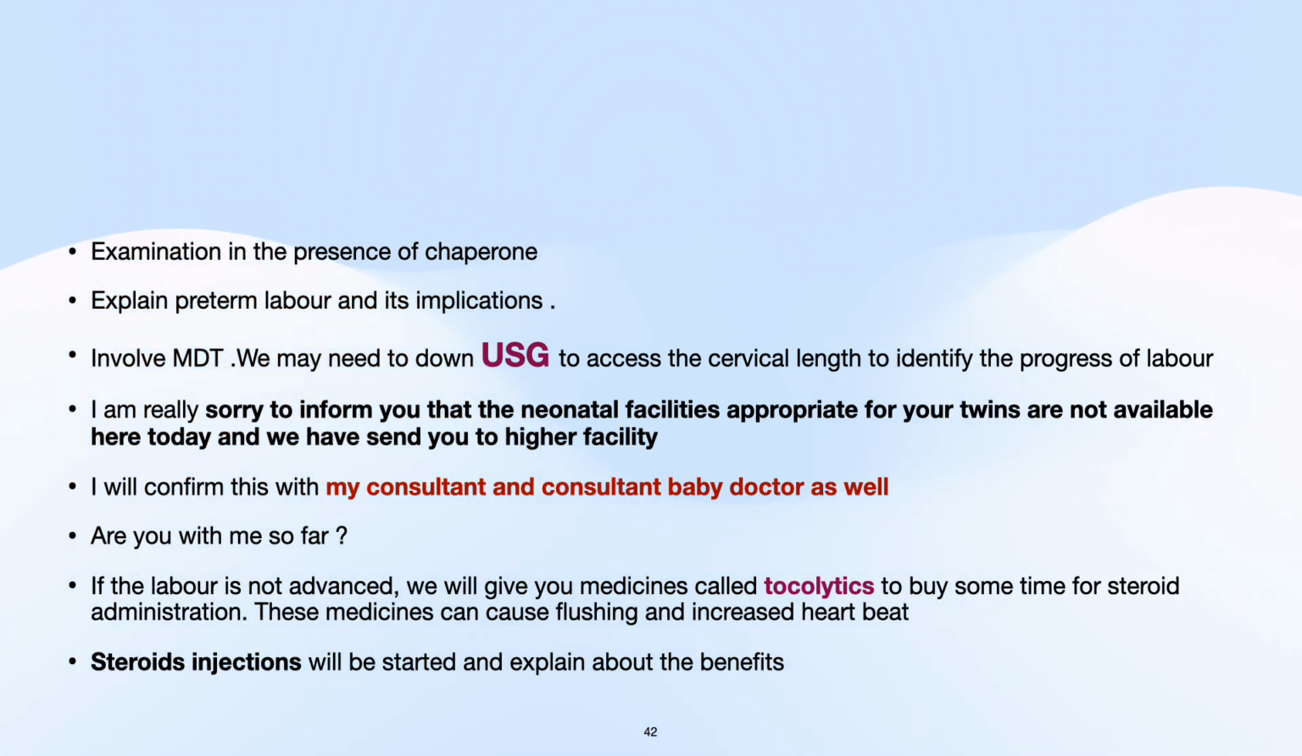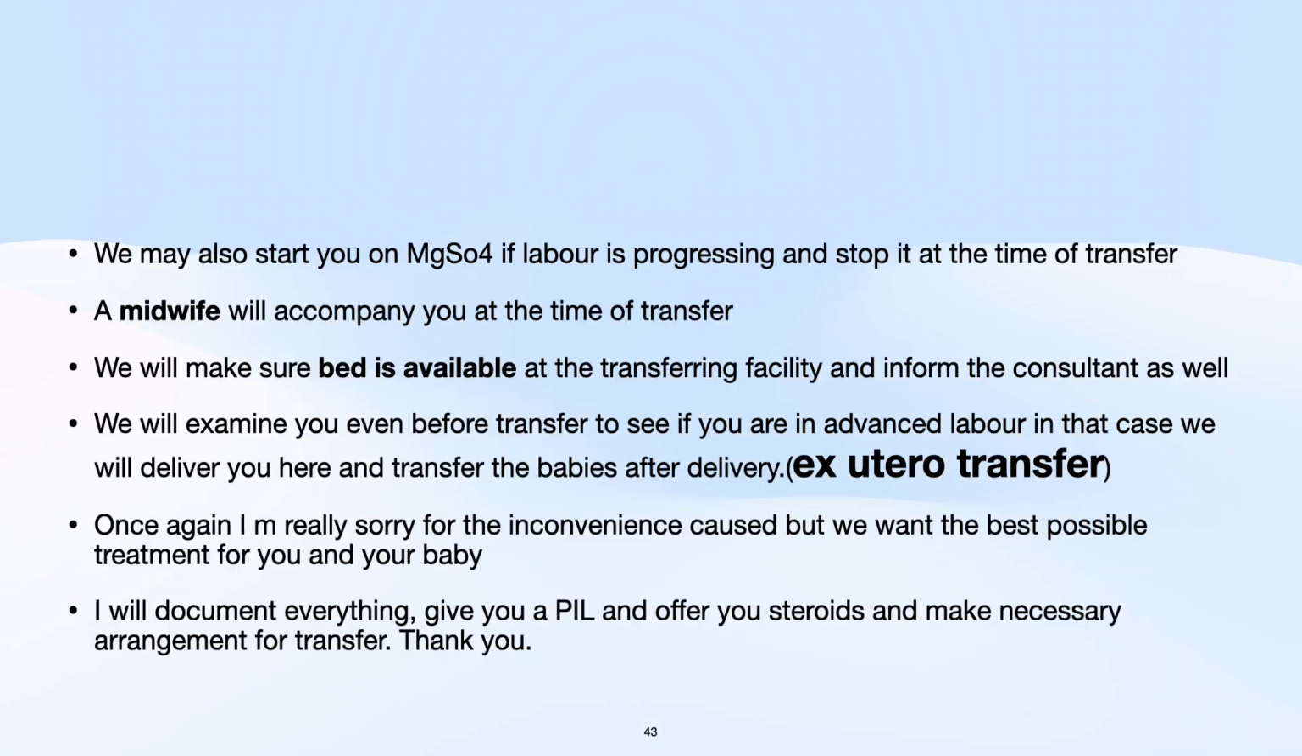Now talk about the medications which you are going to offer her during the transfer. We are going to give you some injections called steroids which will be started. The advantage of the steroids is it helps to decrease the breathing difficulties in the child. Magnesium sulfate. Usually magnesium sulfate is given below 30 weeks. Here also you can say we might consider giving you a 24-hour long injection called magnesium sulfate after ruling out allergies. It helps to protect the baby's brain during the delivery. We'll start the injection and we'll stop it during the transfer, and it can be restarted when you reach the transferring facility.